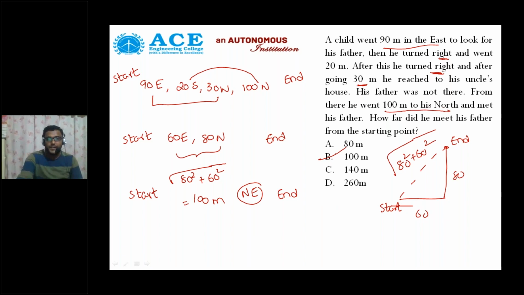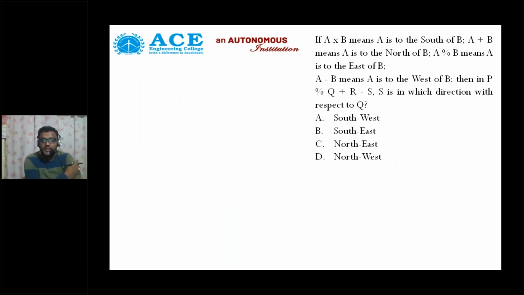Now let's see the next one. This is regarding the direction and distance. So the first three models we completed. Next is coded direction. We discussed coded blood relations also, where they use some symbols like this. Now here they mention P percentage Q plus R minus S.